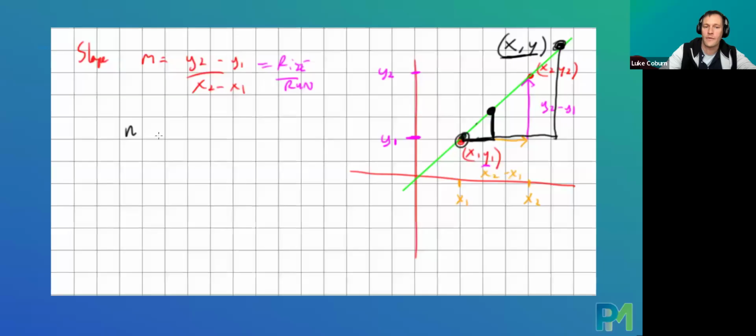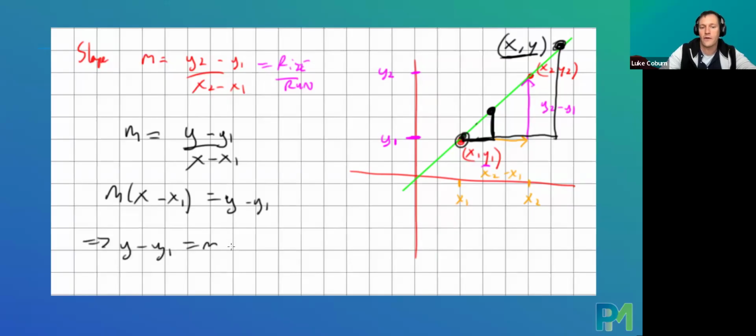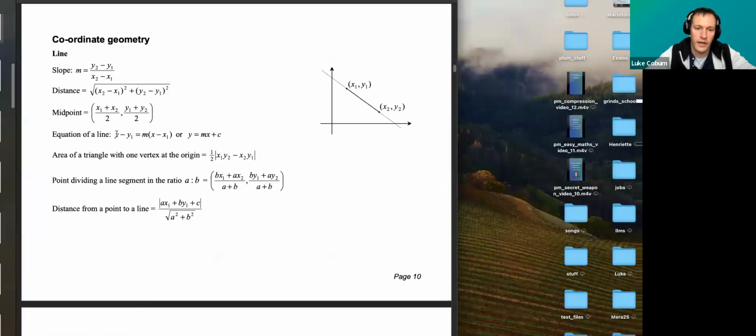Okay, so that would mean that m is then equal to not y2, but y minus y1 over x minus x1. And then I'm going to multiply across: m times x minus x1 is equal to y minus y1. And that's going to give me that y minus y1 is equal to m times x minus x1. Which is this formula here, the equation of a line formula.